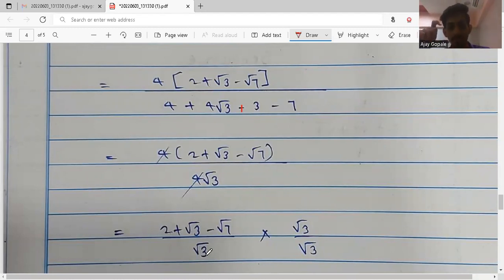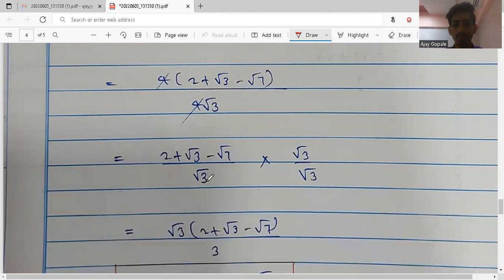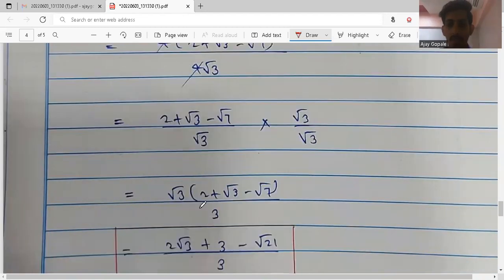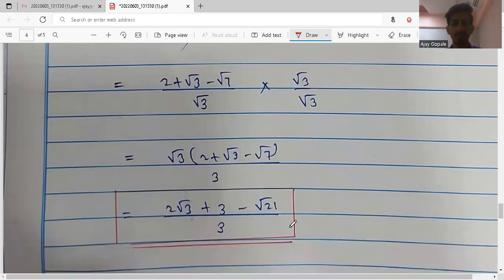So to rationalize the monomial in the denominator, we need to multiply by the same number both in numerator as well as in denominator. So we will multiply √3 in numerator as well as in denominator. So let's write √3 into this numerator as it is in one bracket, and √3 into √3, that gives you 3. Root and root gets cancelled, answer 3. And next step, this √3 after opening the bracket will get multiplied with each and every term. So answer is 2 into √3, that is 2 √3, √3 into √3, that is 3, minus √3 into √7, that is √21, upon 3. So your answer should be this one, 2 √3 plus 3 minus √21 upon 3.